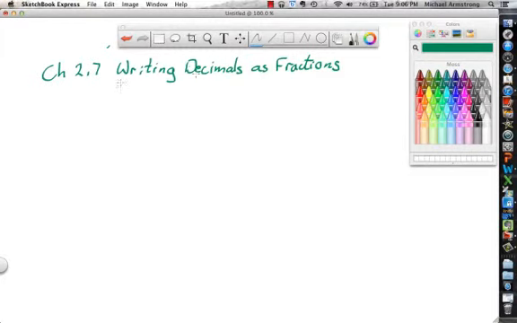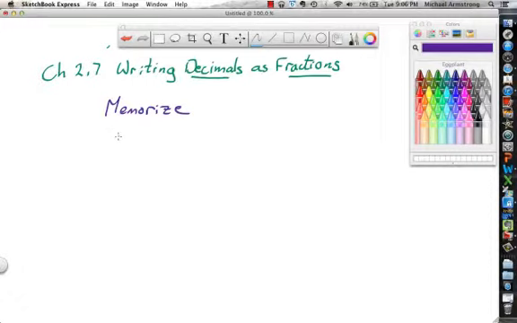Alright, 6th grade, here we go with chapter 2.7, writing decimals as fractions. Decimals are kind of scary, fractions are kind of scary, so we're going to start out with something that you just have to memorize. This is important. You have to memorize these. These are some fraction and decimal conversions that you should know.